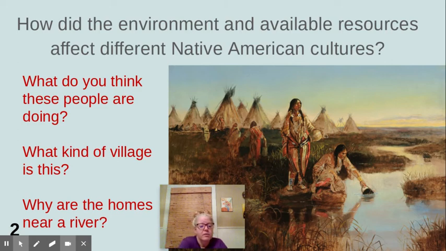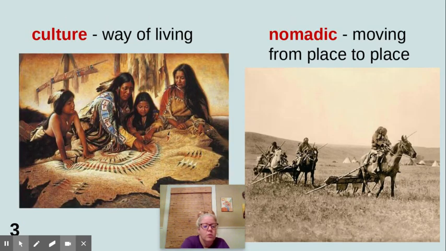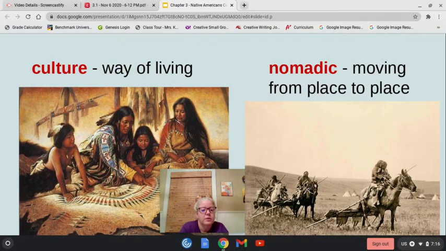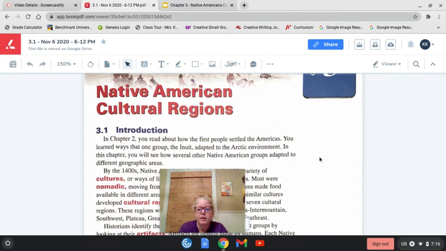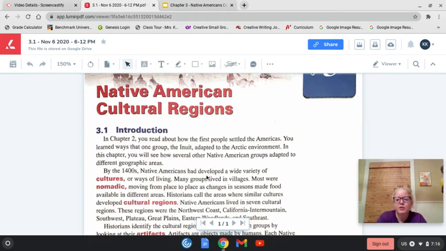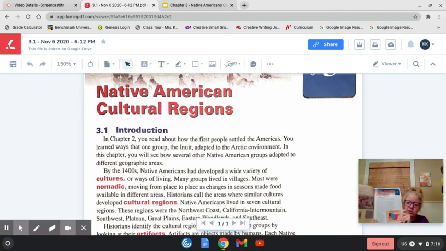Okay, so now we are going to go over to our textbook. We are going to open our textbook to pages 28 and 29. It says Chapter 3, Native American Cultural Regions, 3.1 Introduction. You can follow along in your textbook as I read.